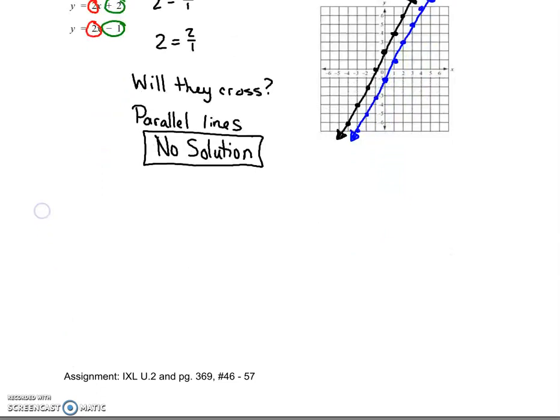So lastly, your homework is going to be on IXL. It's going to be U2. Also, on page 369, you need to do numbers 46 through 57. Again, that's mixed review over stuff we've done in the past and kind of intro to stuff we're going to be working on next class. Go ahead and get started.